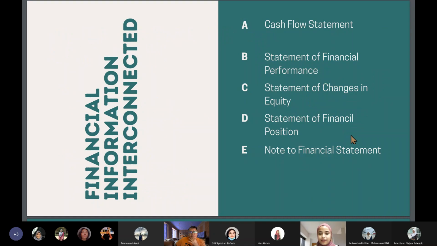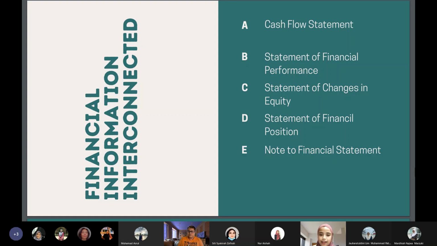Okay, so anyway, a long time ago when accounting was fun and simple, they will know about the financial information interconnected. The financial statements are interconnected. The framework points out that the financial statements are linked because the recognition of one item requires the recognition of one or more other items. So it sounds complicated. To state it this way, I will list it over here: the cash flow statements, the statement of financial performance, statement of changes in equity, statement of financial position, and notes to the financial statements.